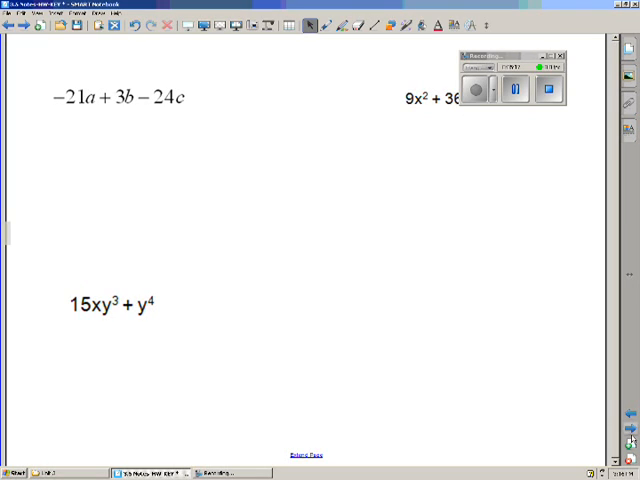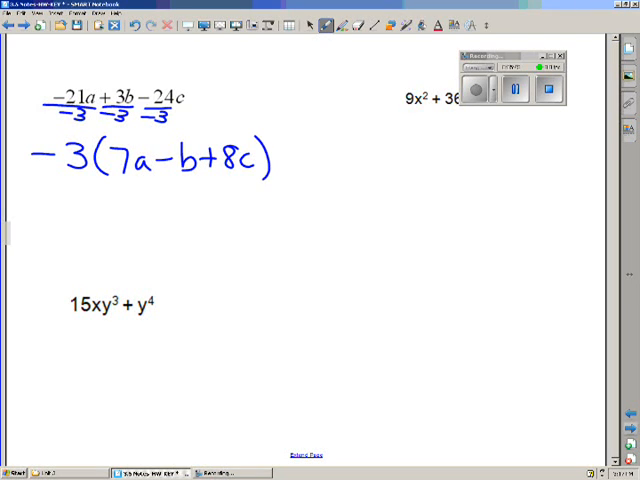So I'm going to do it the way that I start out, and I'm going to say, well, what's the largest number that divides into all three of them? And that would be a 3, but because 21 is negative, my lead coefficient's negative, I'm going to pull out a negative 3. There is no common variable, so there's no variable as a GCF. So essentially what you're doing is you're dividing everything by negative 3. So what's left over in the parentheses is a positive 7a, a negative 1b, and a positive 8c. This is your final answer.